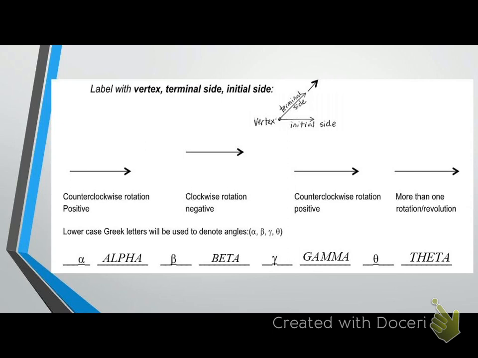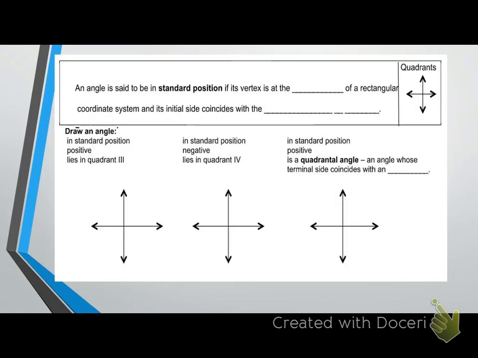And we've seen two of these already, beta and theta. We'll also use alpha, which is kind of a script-looking A, and then gamma, which is kind of like a script-looking Y. But those are the four primary Greek letters that we use to represent angles. Okay? All right.